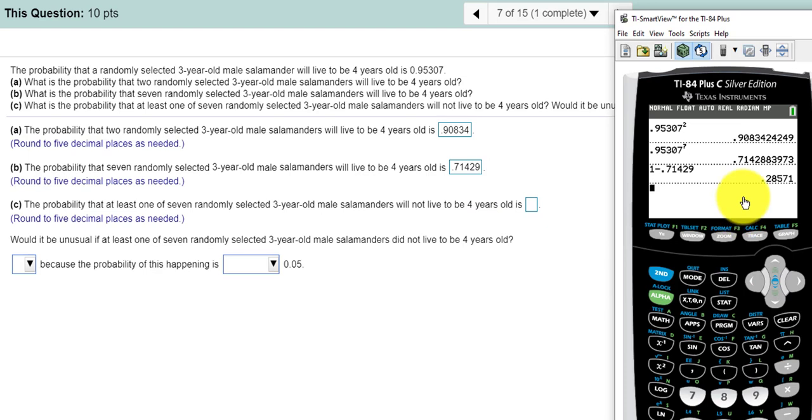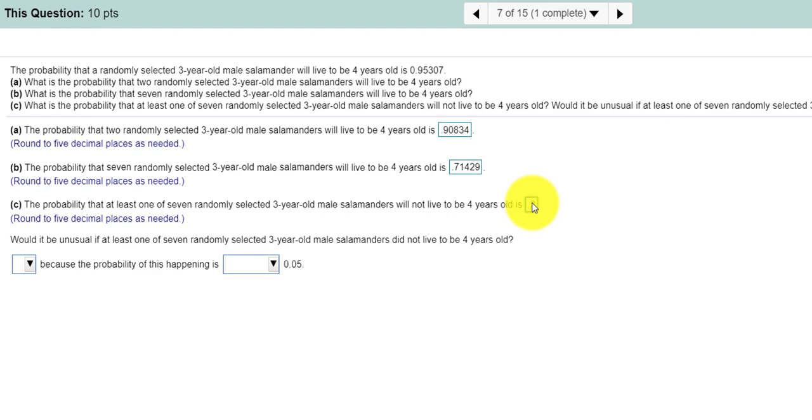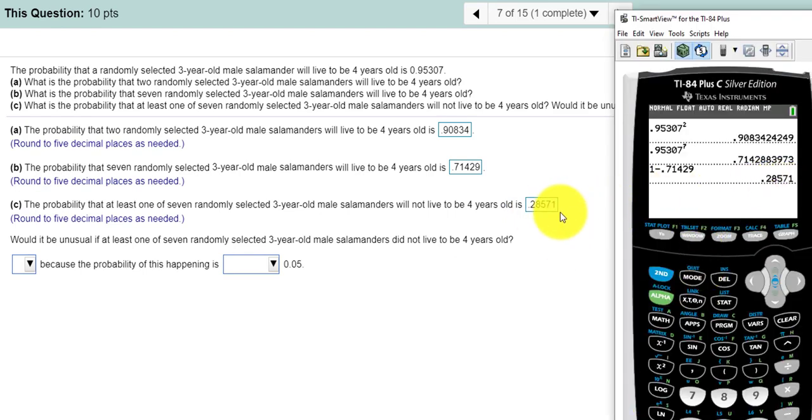So when we get 0.28571, all right, I just double check my numbers. I think that looks good.